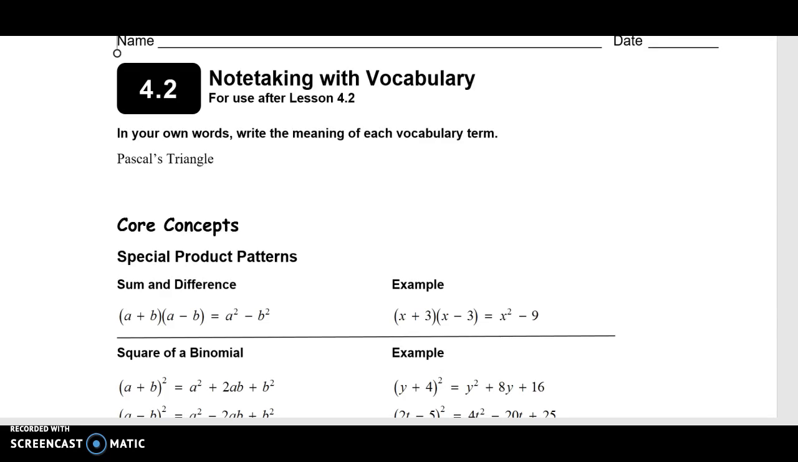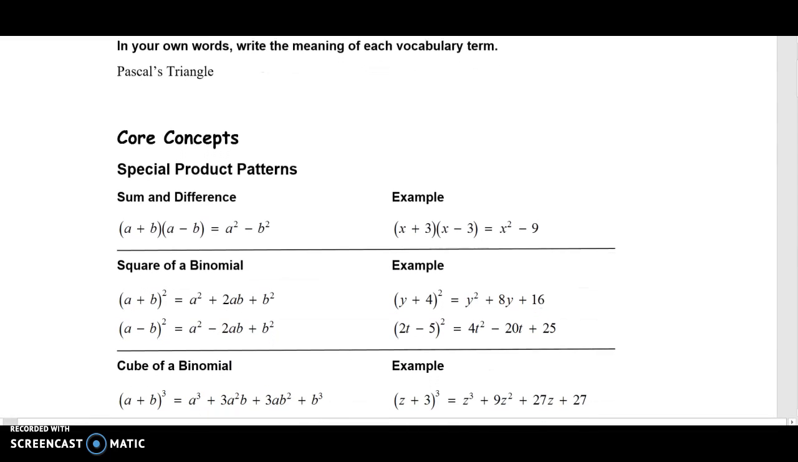Go to page 83 in your journal and get the definition for Pascal's triangle. Then we're going to take a look at the core concepts below.